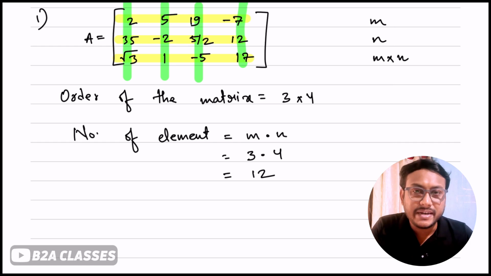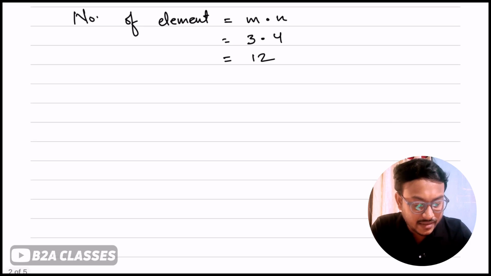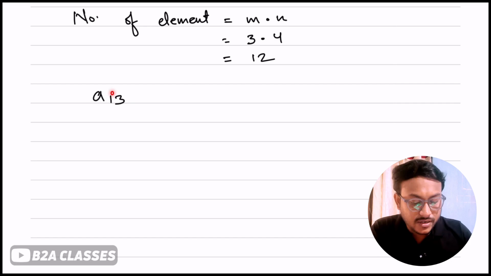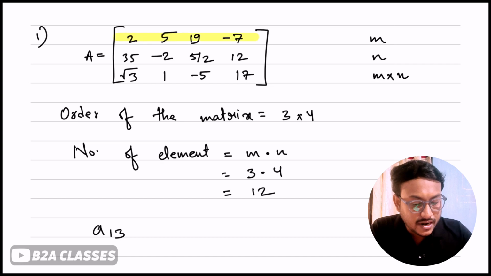Next we have to write element A13. Now there is a number in the subscript. This number represents the location of the element in the matrix. So here are 2 numbers. First is 1, second number is 3. So first number represents the location of the element in the row and the second number represents location of the element in the column. 1 represents first row, 3 represents third column. Element in the first row and the third column is basically 19. So A13 will be 19.